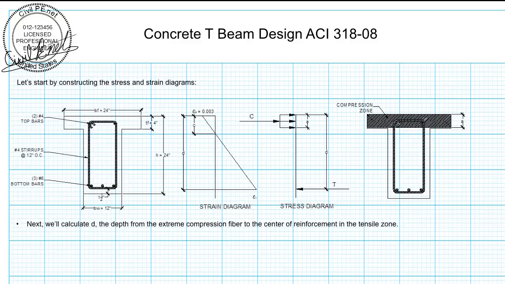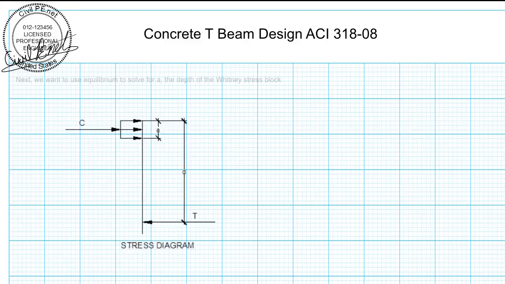So first, let's go ahead and calculate d. d is the same as it was before. It's going to be the overall height of the section minus the clear spacing minus the diameter of our stirrups minus the diameter of the reinforcement divided by 2. Substitute in our values and you get a d of 21.625 inches.